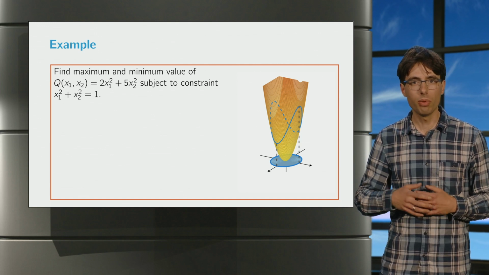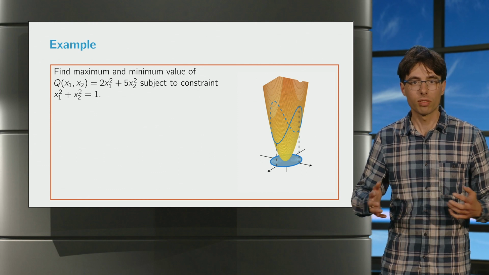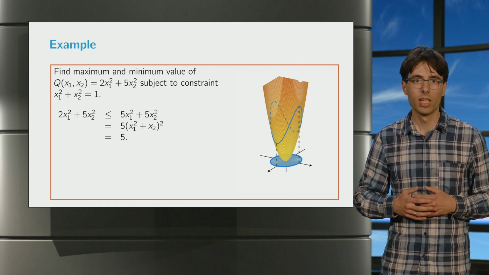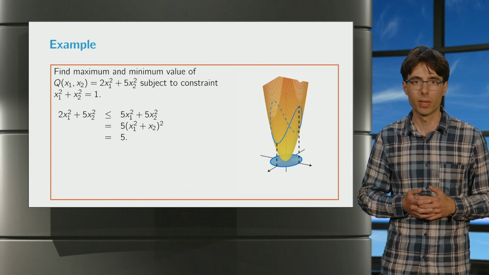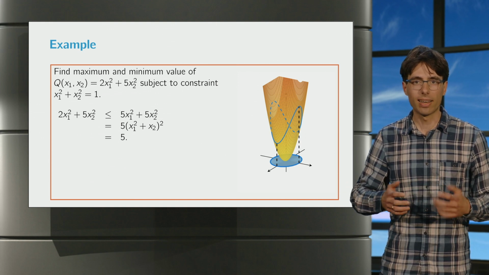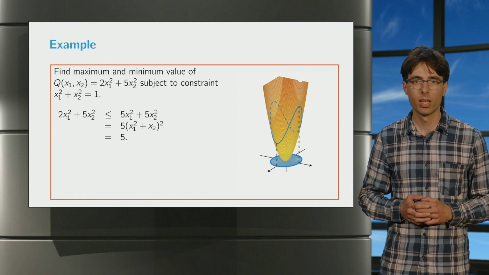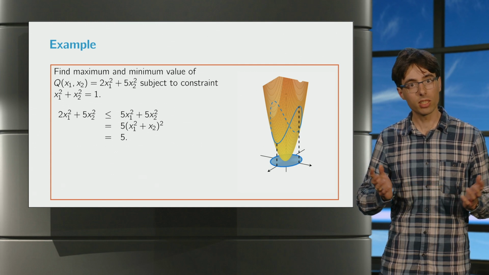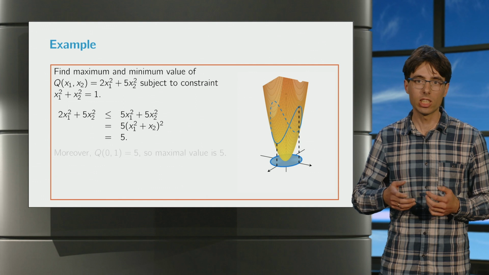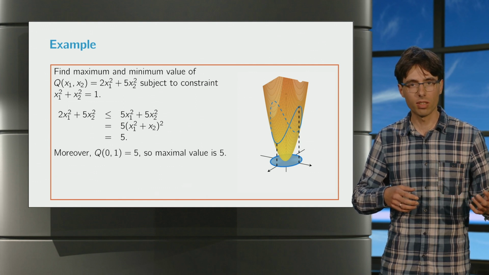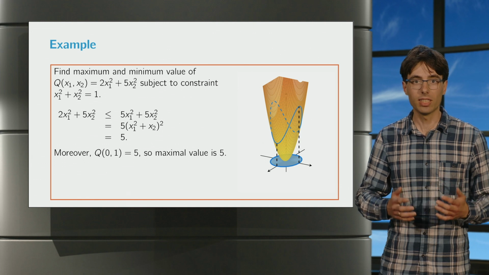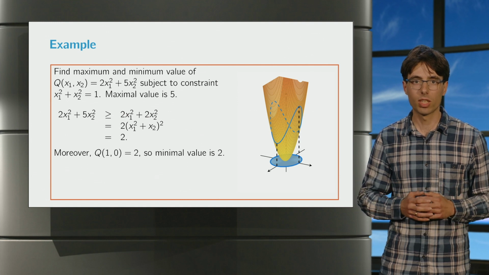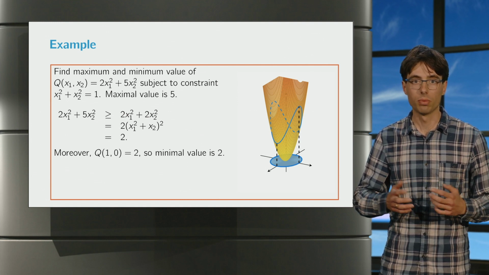In this case, a simple estimate will do the trick, so there's no need for linear algebra here. We can estimate the quadratic form by noting that 2x1 squared is always less than or equal to 5x1 squared, and taking the 5 out of the brackets allows us to plug in the constraint directly. So we find that 5 is, at least, an upper bound to this optimization problem. But is it also the maximum? Luckily, we can easily see that q of the vector (0, 1) is precisely 5. So 5 is indeed the maximal value. For the minimal value, we can perform a similar computation and we obtain that the minimal value is 2.